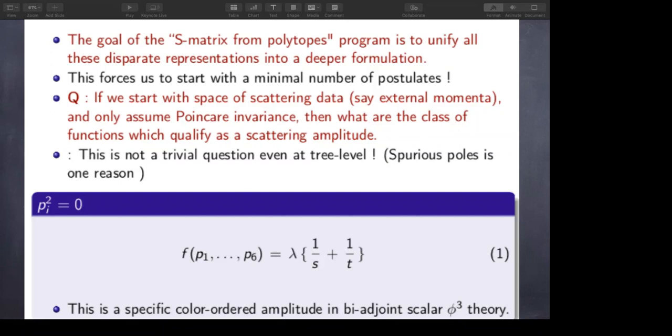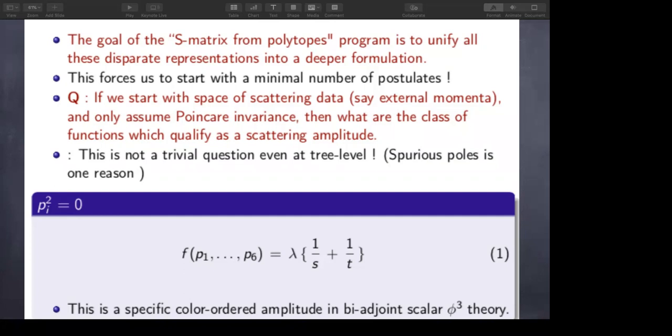So, obviously, if you want to compute amplitudes and we don't want to assume much, then the minimal thing we can start with is a space of scattering data. So, for example, if you want to look at scalar quantum field theories, which is the only thing we will look at in this talk, then we start with external momenta. And suppose we assume Poincare invariance, then of course the only structure we have are the Lorentz invariant or Poincare invariant quantities we can build out of the external momenta. It's not a very interesting space in some sense, but there's a question which has always stood for the amplitudes community: on this space, what is the class of functions which qualify as an S-matrix?